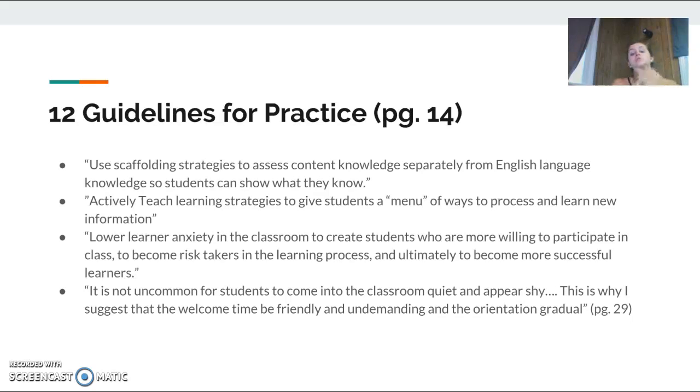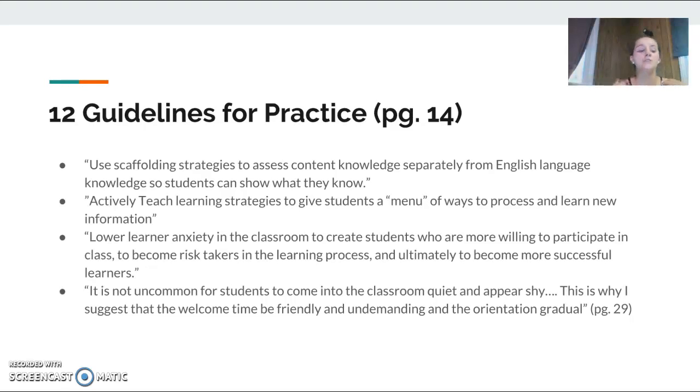Actively teach learning strategies to give students a menu of ways to process and learn new information. I think it is very important as an educator to teach your students ways where they can learn and process new information. No one teaches them, oh, use flashcards, oh, make a song up. You need to show your students ways and they need to figure out what ways they learn best. Lower learner anxiety in the classroom to create students who are more willing to participate in the class, to become risk takers in the learning process, and ultimately to become more successful learners.